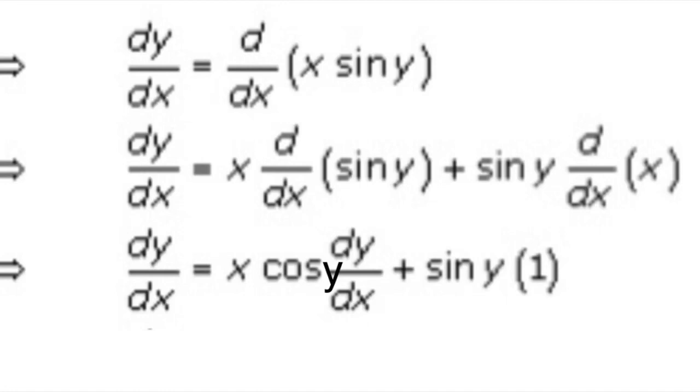Now we can observe that we are having two derivatives in the right hand side, that is derivative of sin y and derivative of x. So we will get dy upon dx equals x into derivative of sin y will be cos y into the derivative of y again, because y is a function, plus sin y into derivative of x is 1.